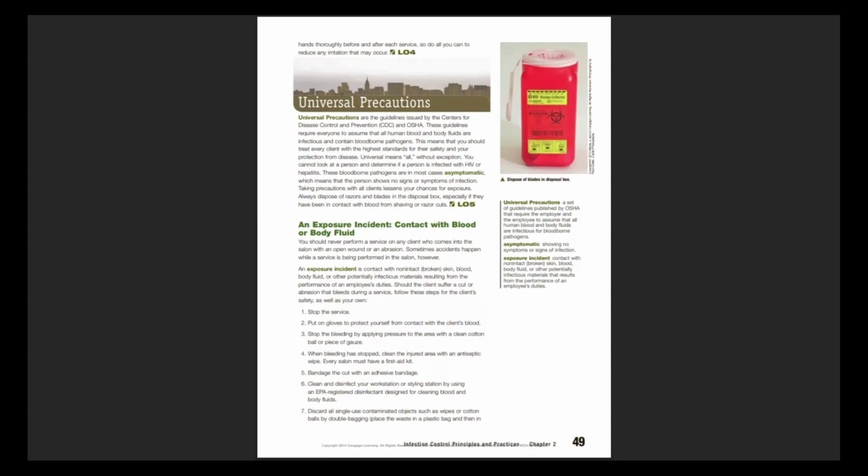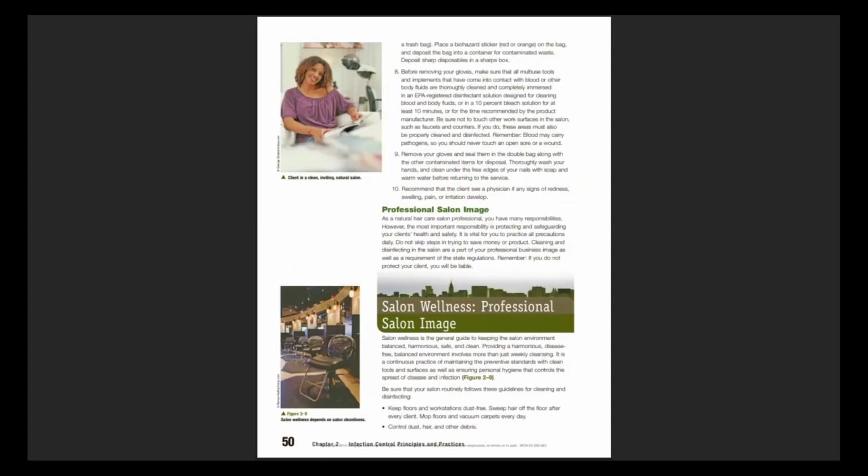Clean and disinfect your workstation or styling station by using an EPA registered disinfectant designed for cleaning blood and body fluids. Discard all single use contaminated objects such as wipes or cotton balls by double bagging: place the waste in a plastic bag, then in a trash bag. Place a biohazard sticker, red or orange, on the bag and deposit the bag into a container for contaminated waste. Deposit sharp disposables in a sharps box.